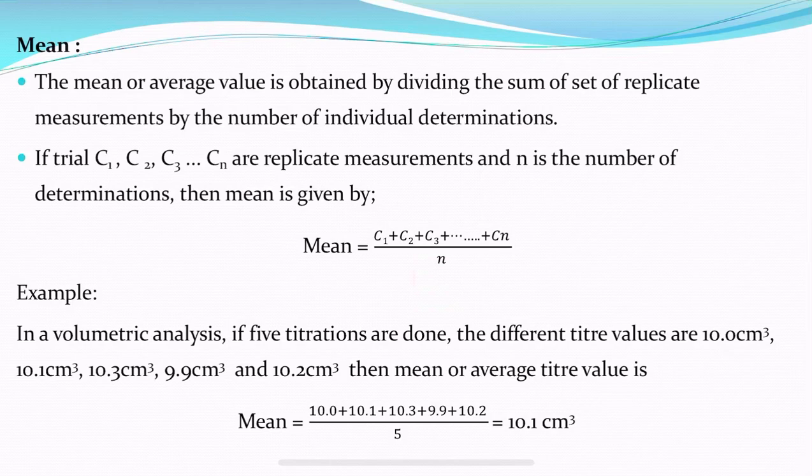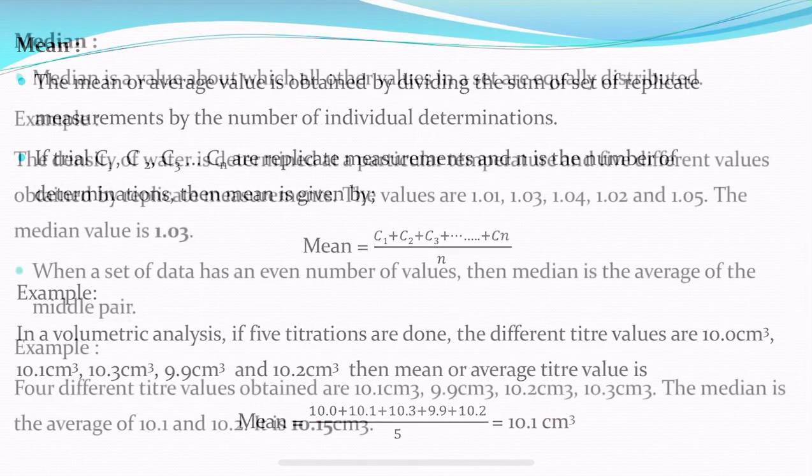Let us take an example so that it will be more clear for us. The example says that in a volumetric analysis, suppose you have performed 5 iterations, and the different titer values are 10.0 cm cube, 10.1 cm cube, 10.3 cm cube, 9.9 cm cube and 10.2 cm cube. Then the mean or average titer value is the sum of all the titer values divided by the number of titrations you have performed, 5, which is equal to 10.1 cm cube. So this is the mean value.